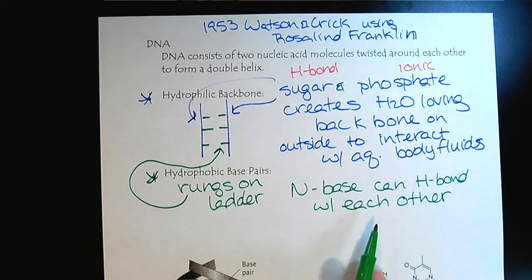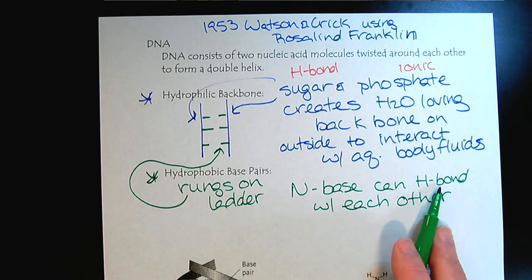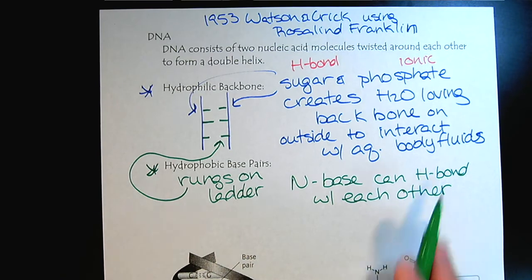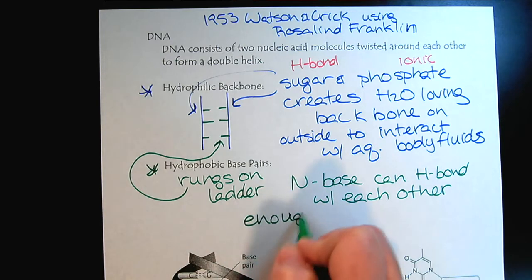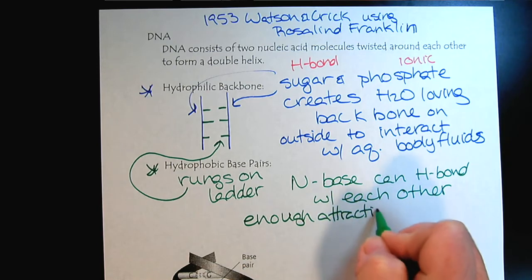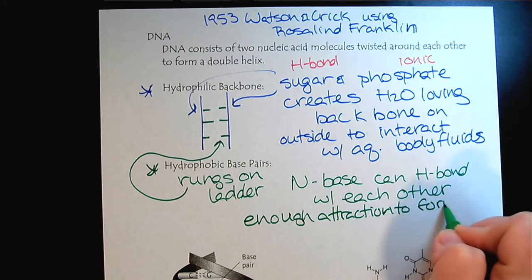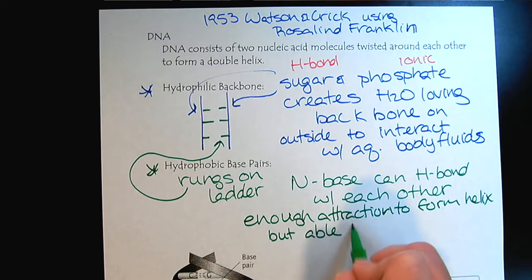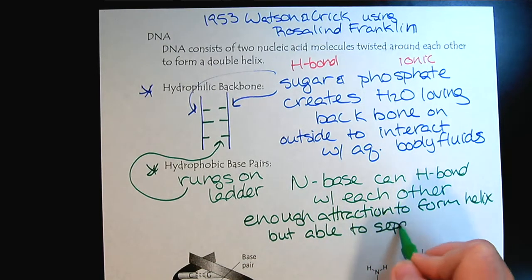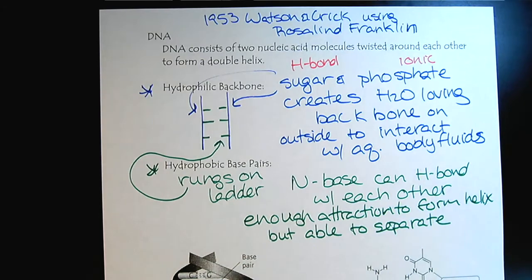It adds enough structural integrity to actually form the double helix, but because these are IMFs, not true bonds, it allows for opening and closing. So H bonds are like the Goldilocks, right? There's enough attraction to form the helix, but they're able to open, able to separate. And we'll talk about why that's important very soon.